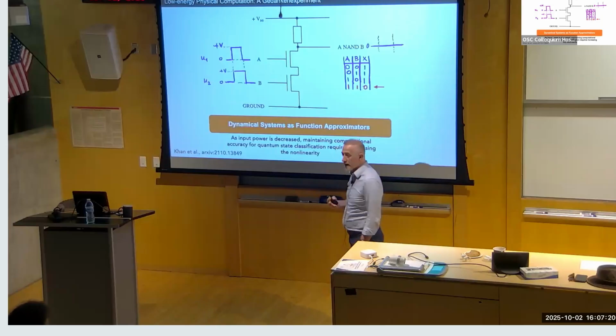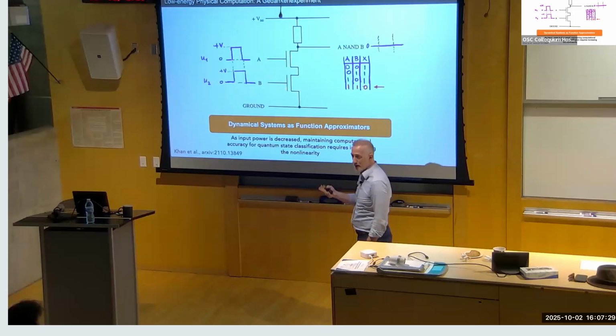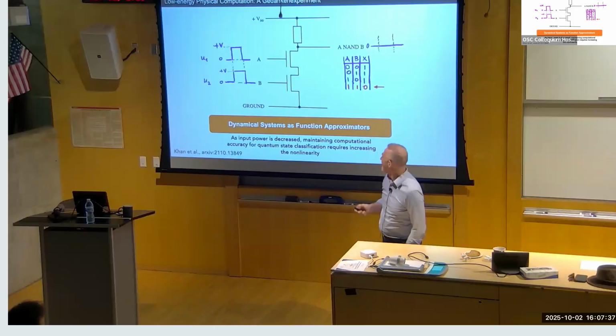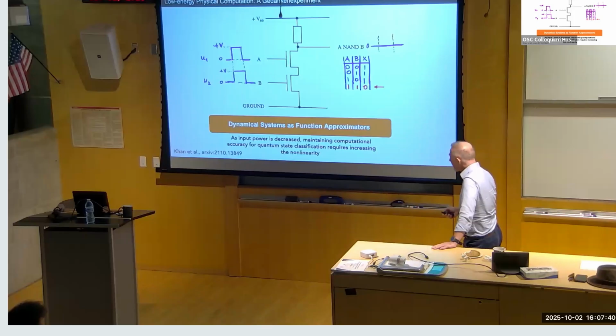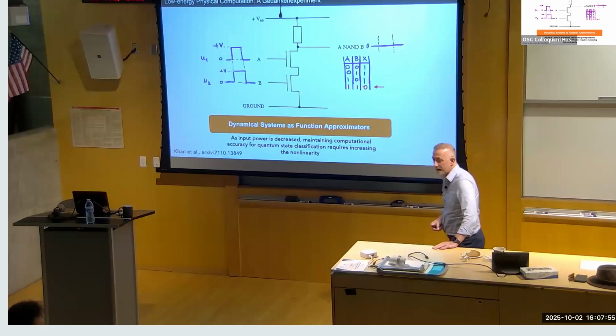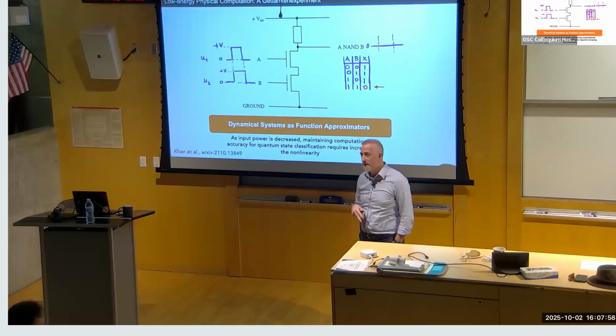What if you now make it an analysis where you think of this as a dynamical system, and replace these guys with nonlinear oscillators of a model that take these inputs, which are time dependent, and see what they get out, and treat it quantum mechanically on top of it? Then one can show that as input power is decreased for the encoding, maintaining computational accuracy, let's say for this task, requires increasing the nonlinearity of these individual building blocks. And we can show this mathematically for a model oscillator system.